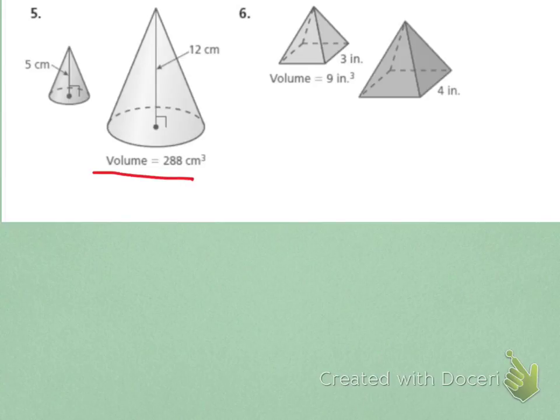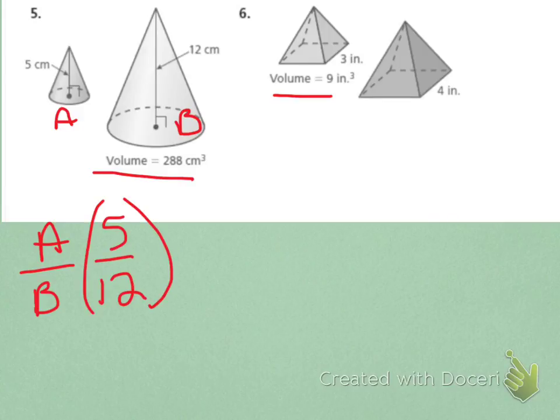Okay, in these next two examples, we're given the volume. So remember, for volume, we need to cube the ratios. So I'll call this one A and the second one B. And I like to label A over B. So we have 5 over 12, and we're going to cube it because we're talking about volume now. So 5 cubed is 125. And then 12 cubed is 1,728.